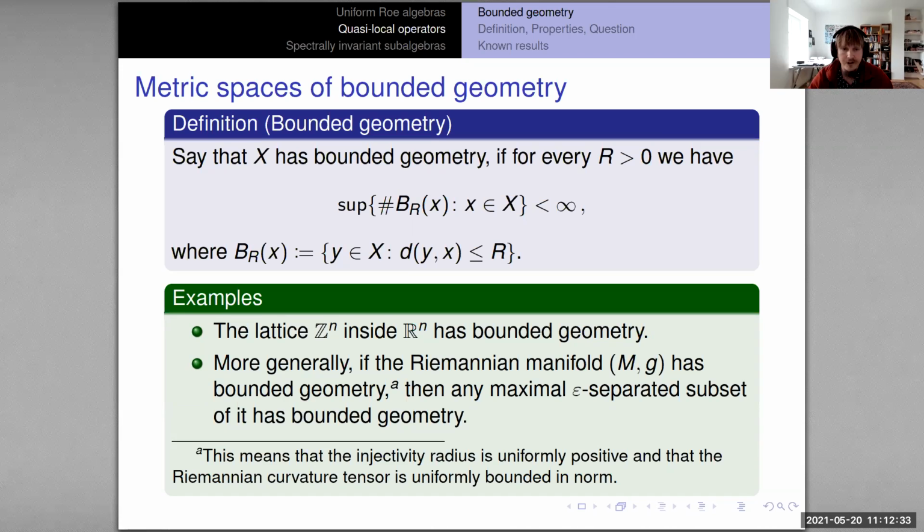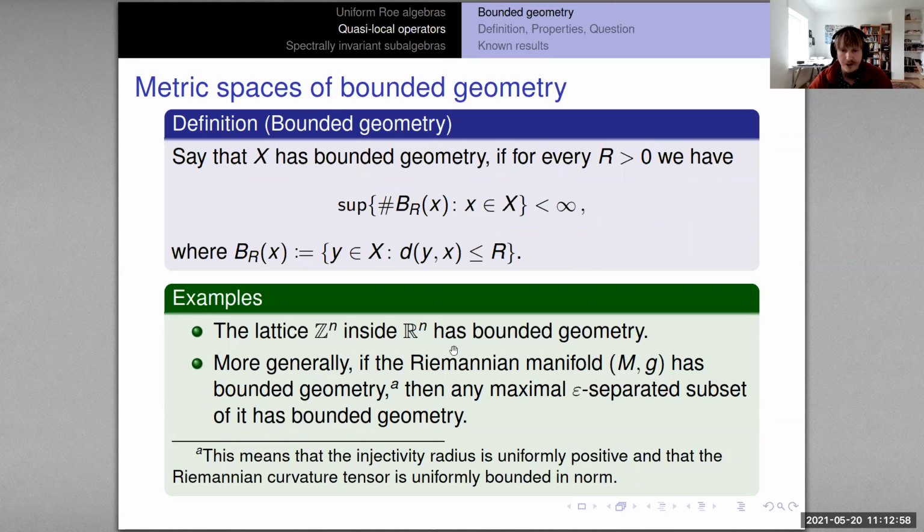And it's just a direct generalization of the first example, because this lattice Z^n is a maximal one-separated subset in R^n, which has bounded geometry as a manifold. So this means that basically there are enough spaces of bounded geometry that we care about.